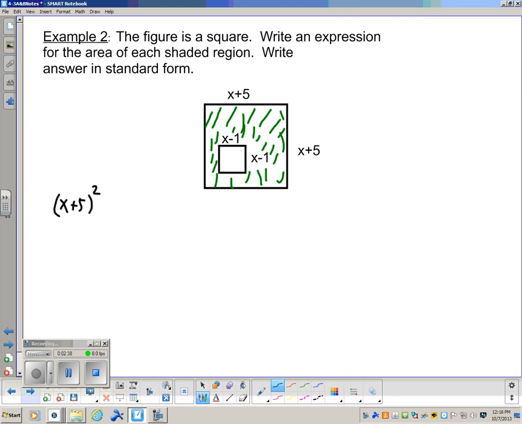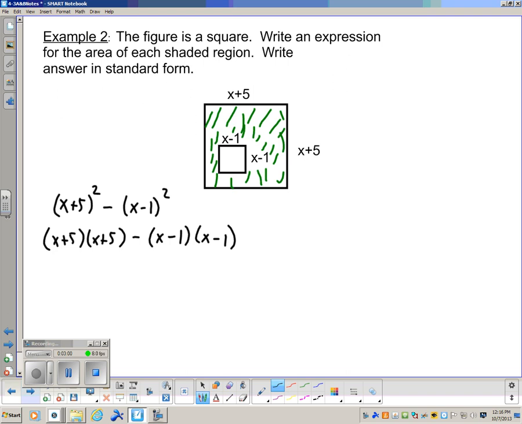And then we have to subtract off the area of a square in here, because then we only get the area of the shaded region. So x minus 1 squared. So let's go ahead and take x plus 5 times x plus 5, and let's FOIL that out. And then let's also FOIL out x minus 1 times x minus 1. And then what we're going to do is combine our like terms.